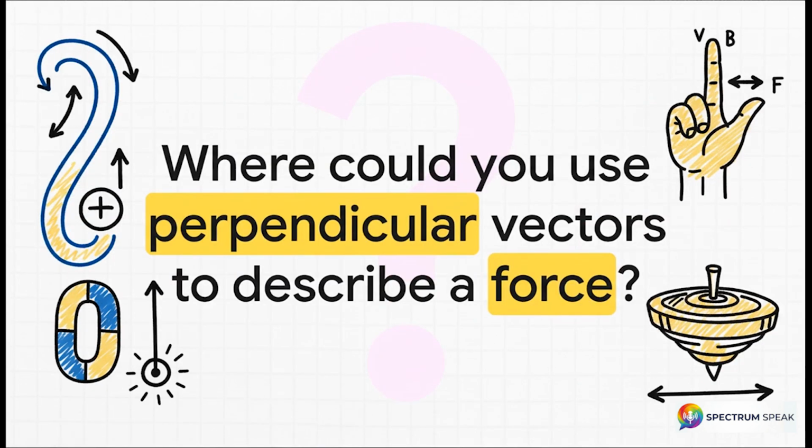And I want to leave you with one final thought. We now have a tool that can create a new direction, a new force that's perpendicular to 2 other things. So, where else in the universe does that happen? Think about a charged particle moving through a magnetic field. The force it feels is perpendicular to both its velocity and the field itself. It's a super powerful concept you'll see everywhere.